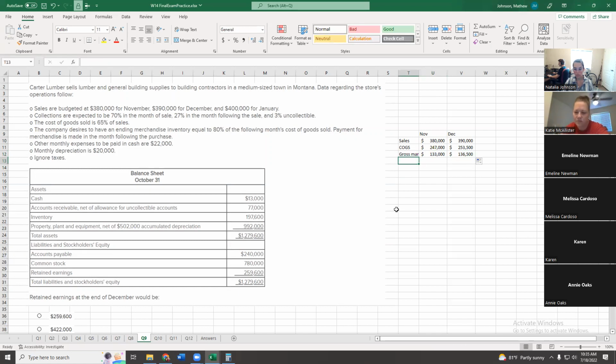Okay, now we can move to the expenses. So bad debt is the 3% of sales. Let's see, the company decides to have an ending merchandise inventory equal to 80% of the following month cost of goods sold. This is also important for like, I think, the direct materials budget or one of the budgets, but not the income statement. So this is not important.